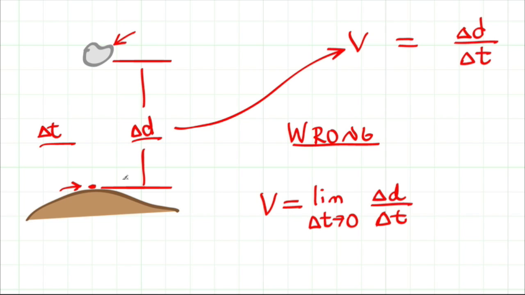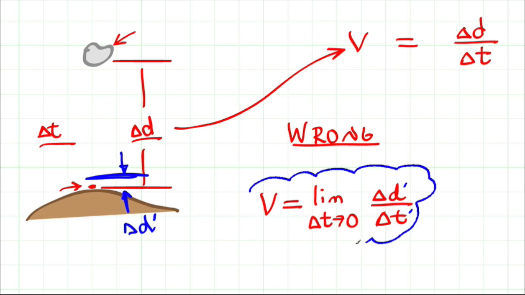And so what Newton's idea was, instead of using this whole interval, let me switch colors here. Let's just take a different interval. So we'll use this as delta d prime, and delta t prime, and use this formula, and this will give us an accurate value of the speed right before the rock hits the ground. And this is the basic idea of the derivative.